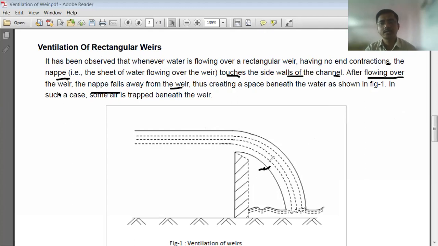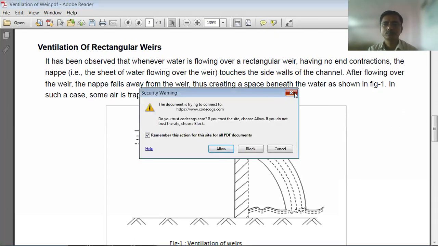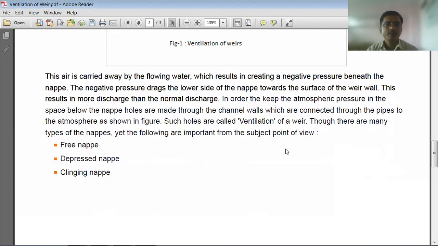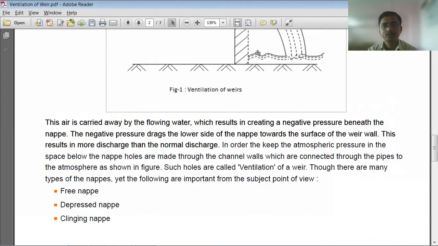हा स्पेस त्या ठिकाणी तयार होतो. ओके, आणि एअर त्या ठिकाणी ट्रॅप होते. This air is carried away by the flowing water, which results in creating the negative pressure beneath the nappe. The negative pressure drags the lower side of the nappe toward the surface of the weir. हे जवळ जवळ या ठिकाणी वाढायला लागते. And this results in more discharge than the normal discharge.